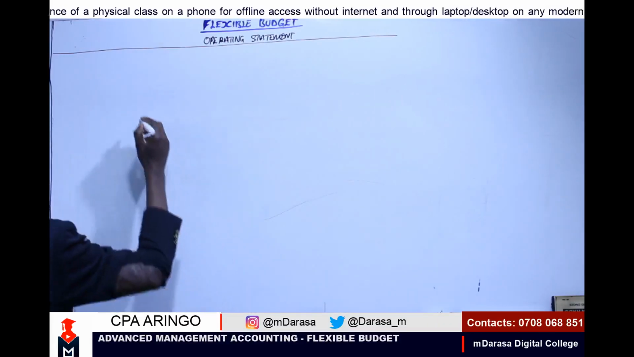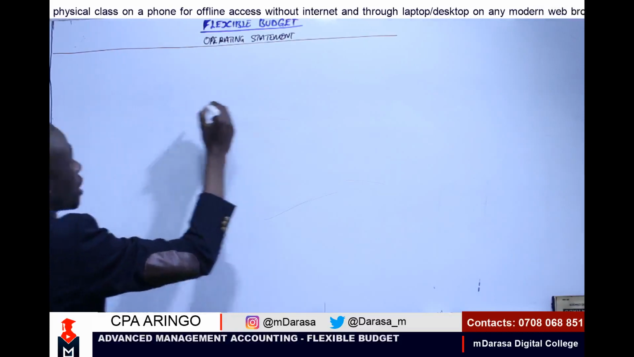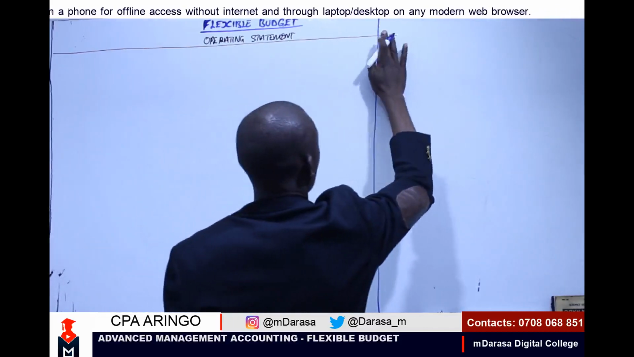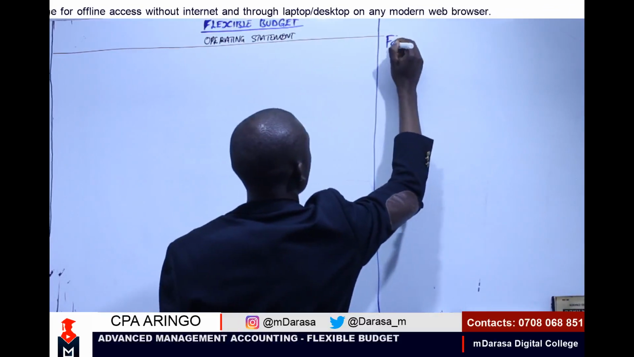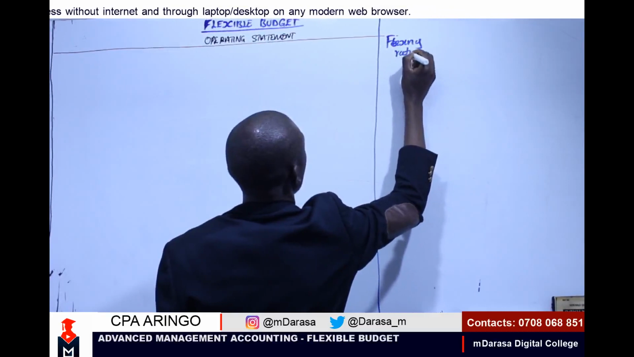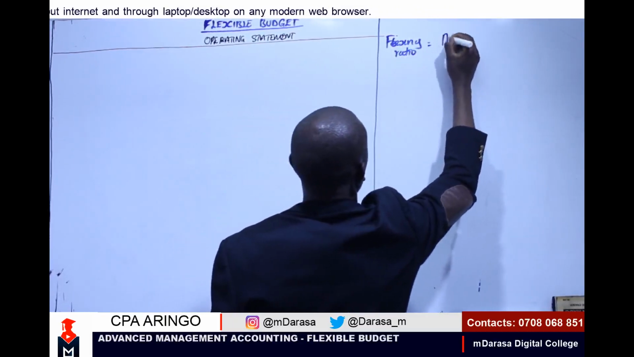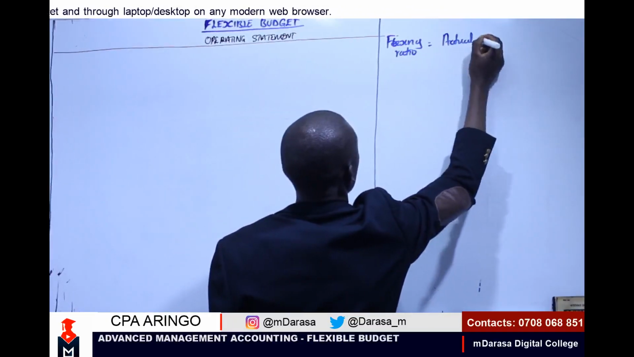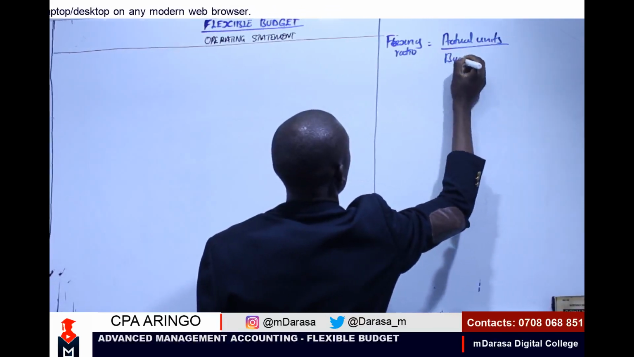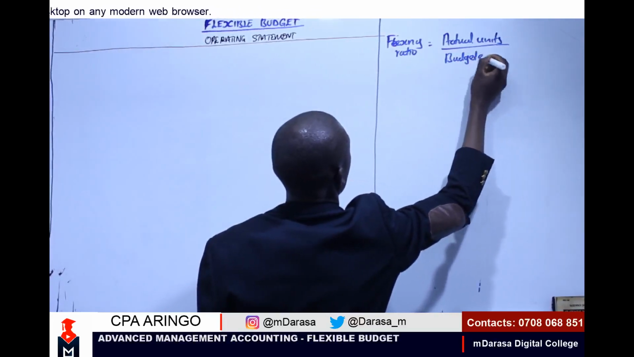So the flexing ratio, the one that I'll be using all through, we should be talking of our actual units. We divide by the budgeted units.